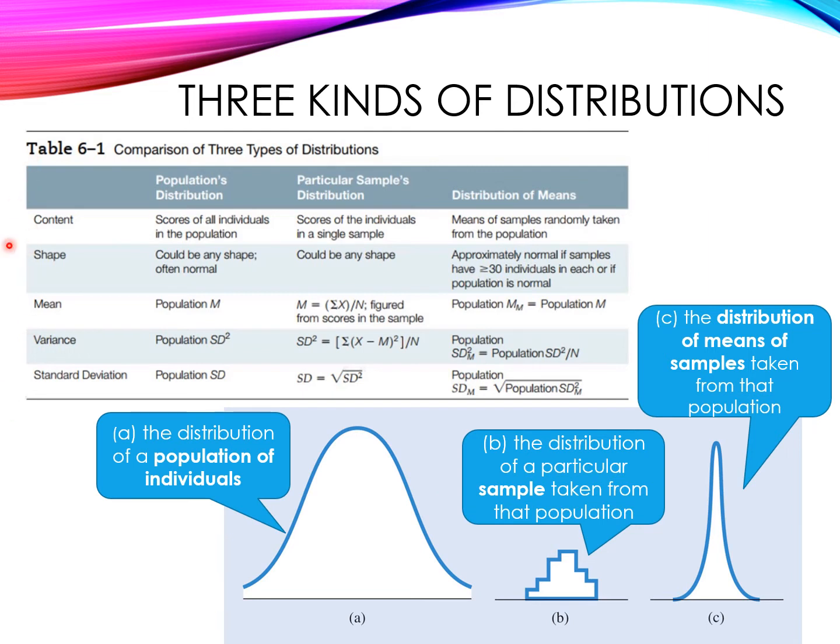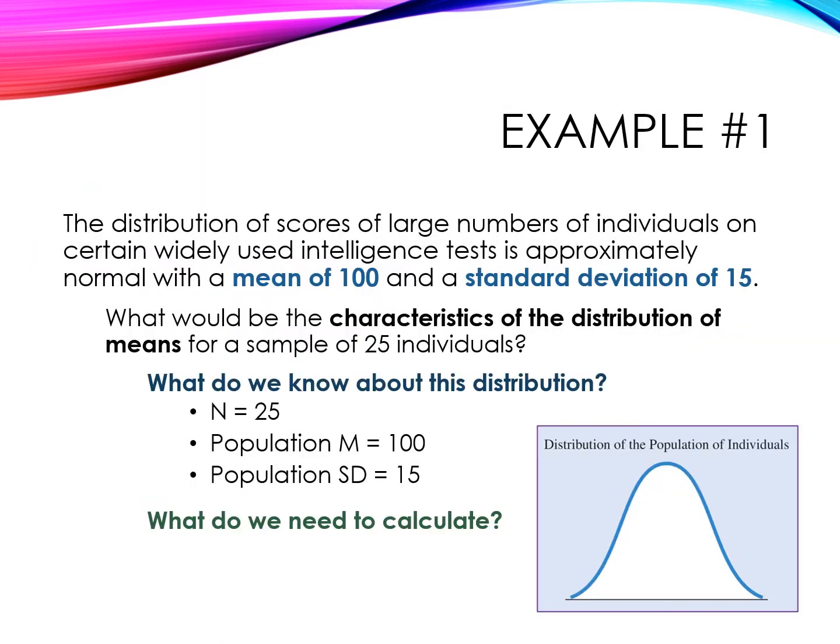So this table right here, which is of course in your book, shows you the content, the shape, the mean, the variance, and the standard deviation for each of these types of distributions, okay? This might be something that you jot down in your notebook to keep handy. But we'll be going through these formulas as we go through the lecture. All right, so let's work out a problem.